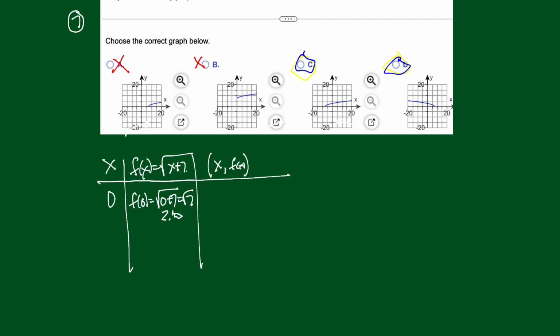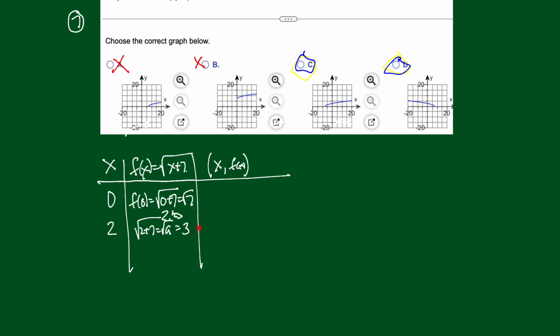Now, I think I'm going to actually put in something I know the square root of, so I'm going to add it to 7. What if I put in a 2? So if I put in a 2, I would get the square root of 2 plus 7, which is the square root of 9, which is 3. Okay, let's go even one more. Okay, now I think I can see what's happening here. If I put in this 2, I'm up at 3.